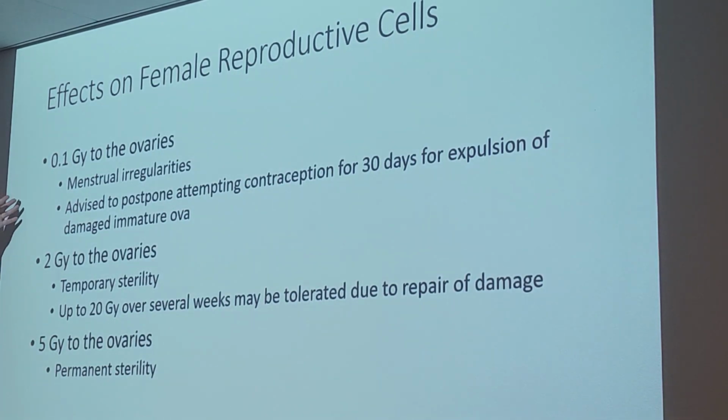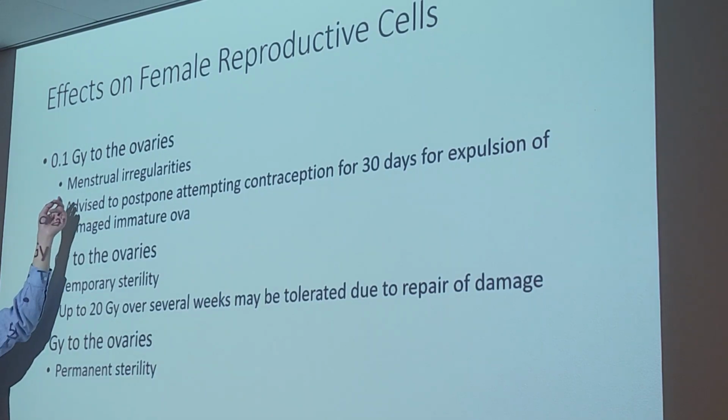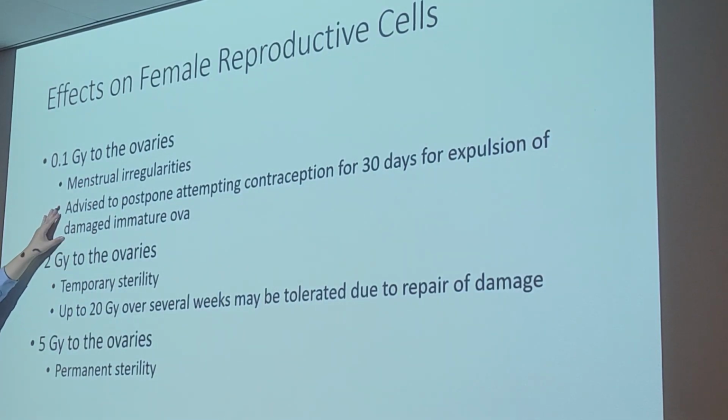Okay, finally, same numbers. When we talked about the testes, 0.1 grays to the testes gave us what? Depressed sperm count and possible mutations for the baby, that's why you want to wait. Same thing for the female, except they don't have a depressed egg count, but they may get menstrual irregularities. And once again, they are advised to postpone sex for 30 days until the damaged ova is gone and we have new fresh ova.